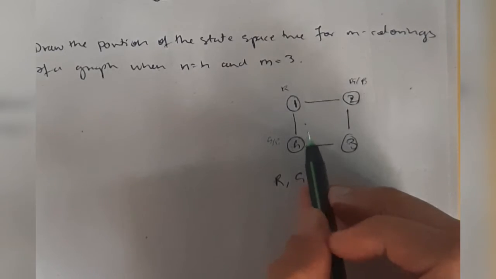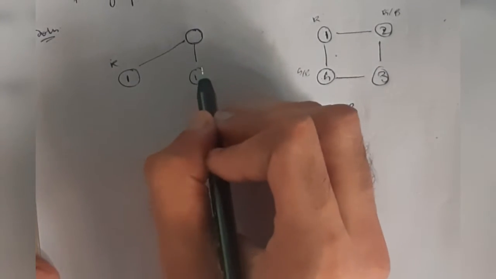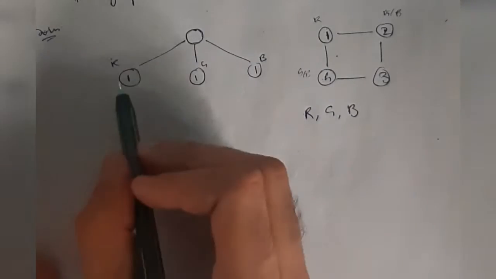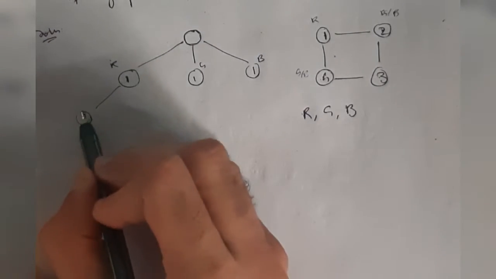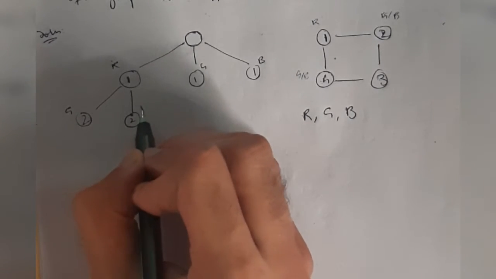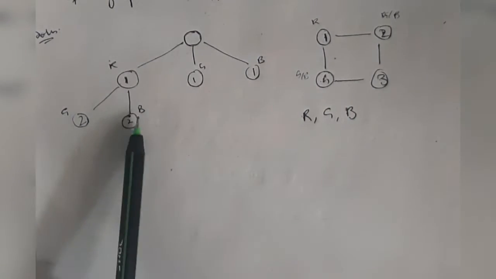So the first thing you have to do is make the root node here, and then we have the first node. In the first node we can take either red, or the first node can be green, or the first node can be blue. All right, so the first node is red. If I have taken that, the second node cannot be red, so it can be either green or blue. First node is red, it's connected to the second node, it can be either green or blue.